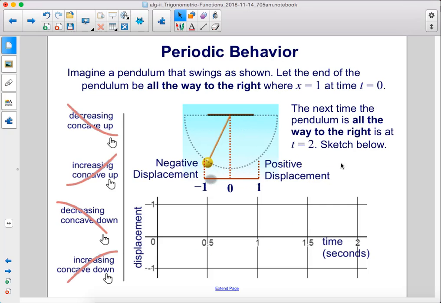Imagine a pendulum that swings as shown. Let the end of the pendulum be all the way to the right, where x equals 1, at time t equals 0. The next time the pendulum is all the way to the right is at t equals 2.